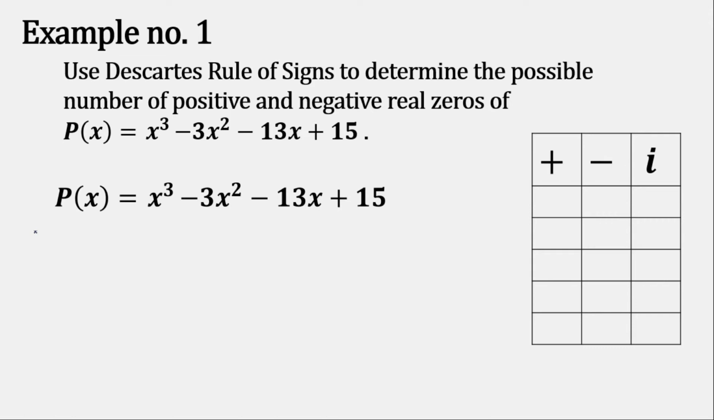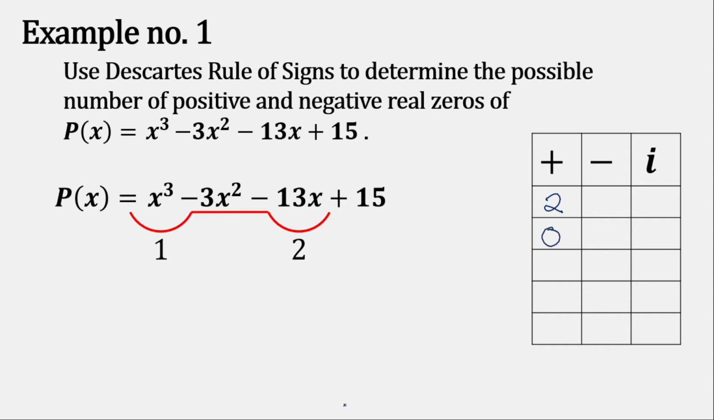Next, we count the variations in sign to solve for the number of positive zeros. So we have 1, from positive to negative. Then negative to negative, there's no variation. From negative to positive, and that is 2. So according to the rule, this polynomial has two positive real zeros or 0.